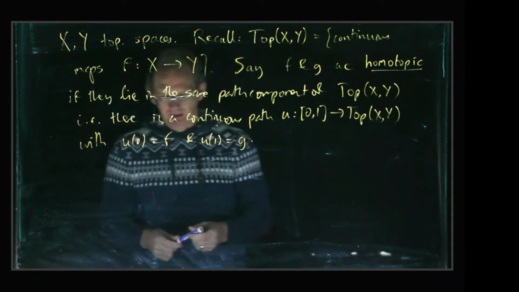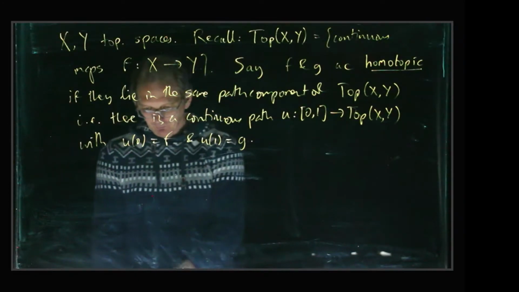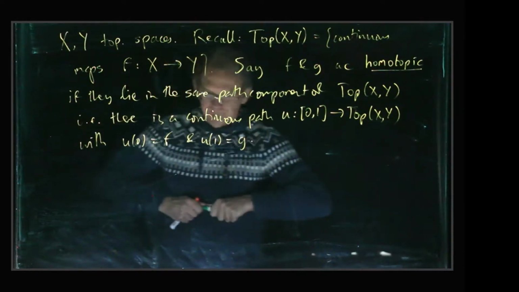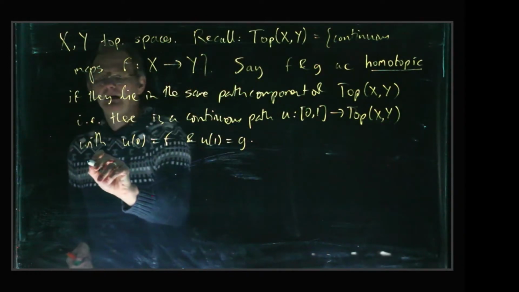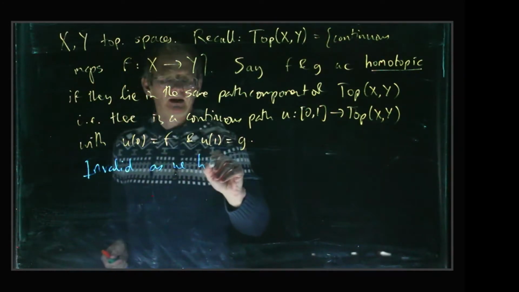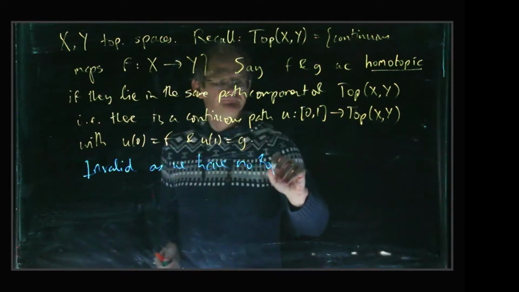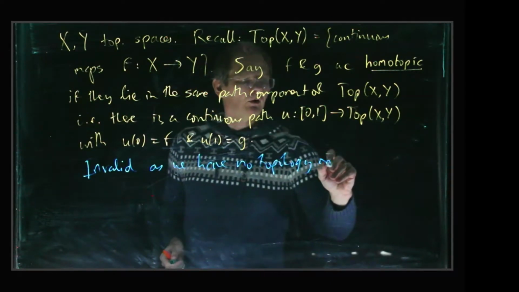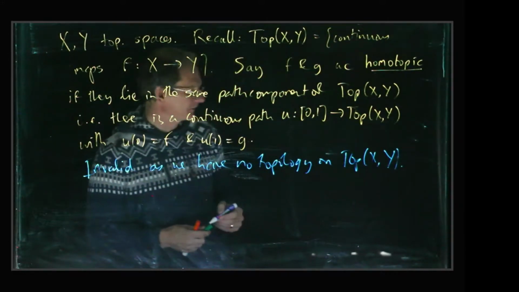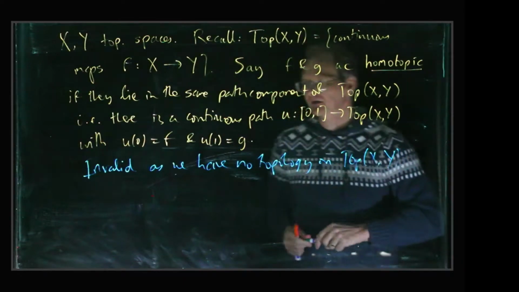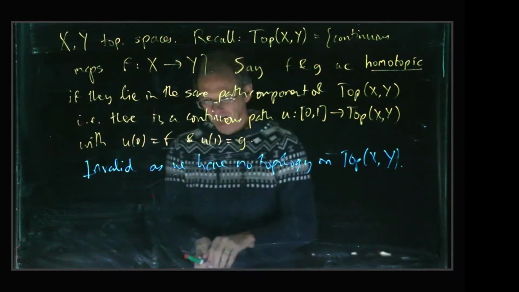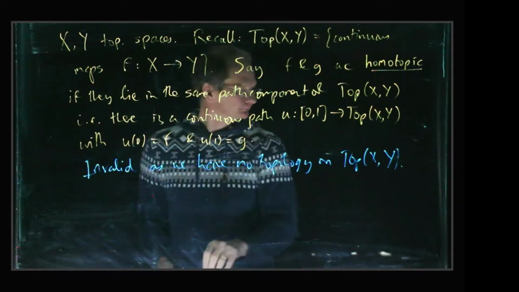So we're not going to quite use this definition. So let's just write it here. So this is invalid, as we have no topology on Top(X, Y). So we're going to have to introduce a different definition, which is technically different, but you should think of it as kind of being a substitute for the fact that we'd like to be doing this, but we don't have the right topology in order to do so.